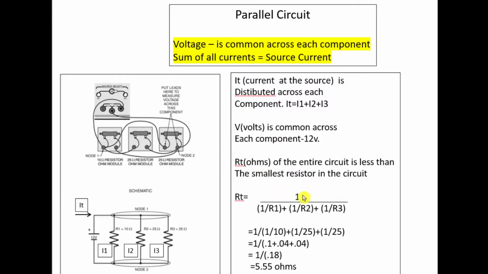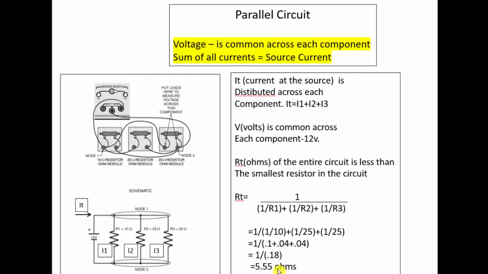You take 1 and you divide it by 1 over the first resistor, plus 1 over the second, plus 1 over the third. So we take 1 divided by 1 over 10, plus 1 over 25, plus 1 over 25. If you're good with fractions, we get 1 divided by 0.1, since 1 over 10 is 0.1, plus 0.04, plus 0.04. You add them up, it's 0.18. 1 over 0.18 turns out to be 5.5 ohms.